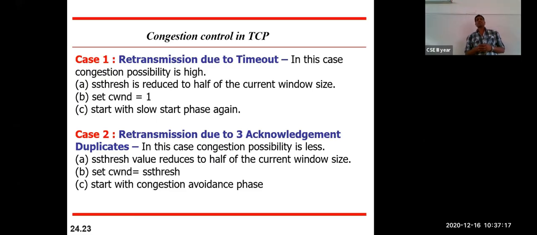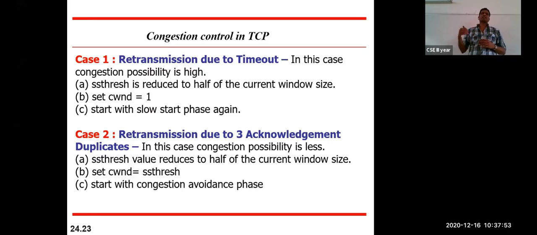If congestion is identified by the second case, retransmission due to 3 duplicate acknowledgements, when do you get a duplicate acknowledgement? Frame 0 is sent, received. ACK1 comes back. Okay, ACK1 comes back. Then ACK1 somehow is lost or whatever happens. Frame 1 is also sent. Frame 1 is lost. Frame 2 is sent.